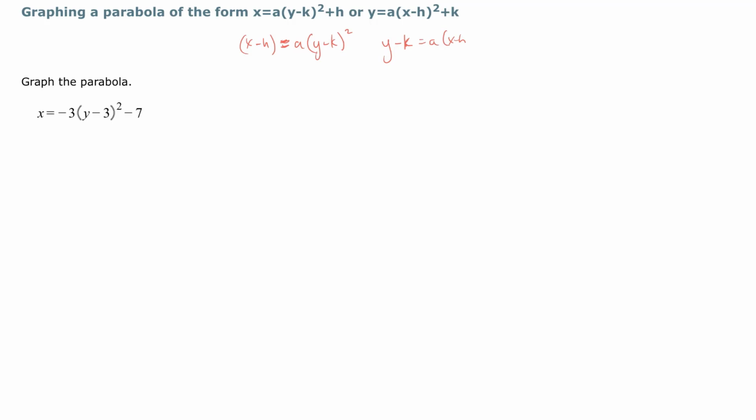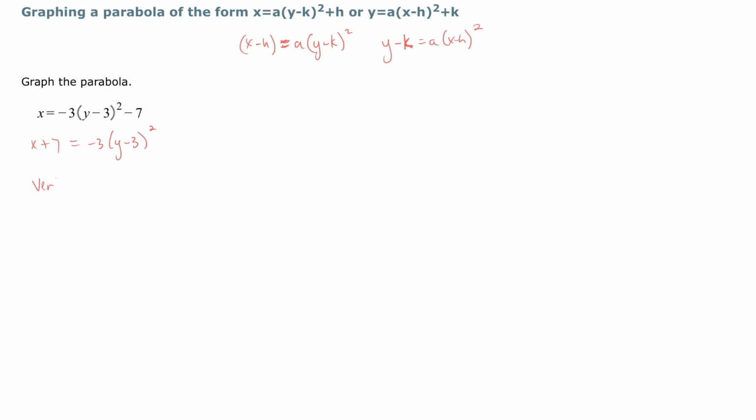That way I could always remember that the k is actually a y value, and that the h is actually an x value. So typically I memorize these equations like that. So here I would write x plus 7 is equal to negative 3, y minus 3 quantity squared. There's some advantages for writing it this way. You could actually find the directrix and the focus if you write it this way, whereas if you leave it the other way, it might be a little bit harder.